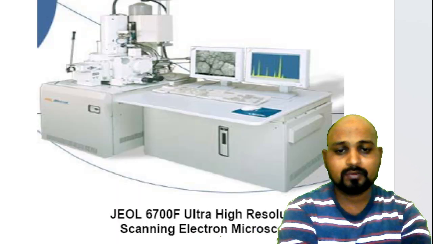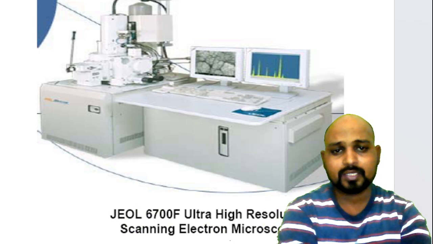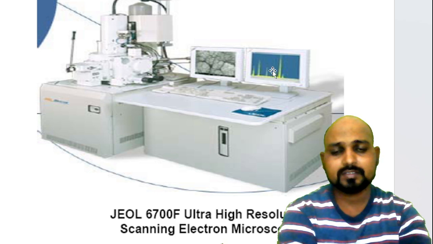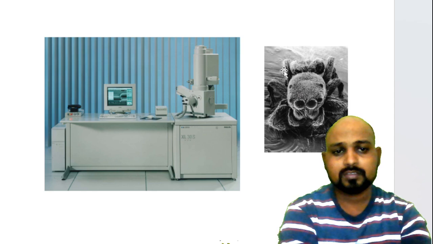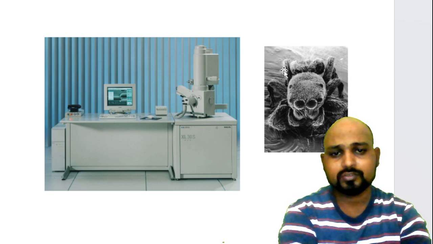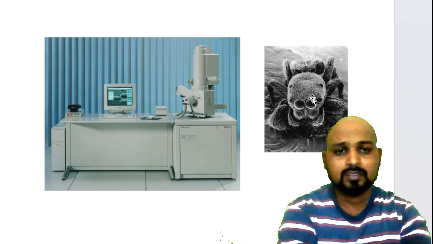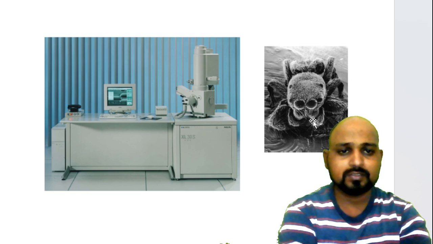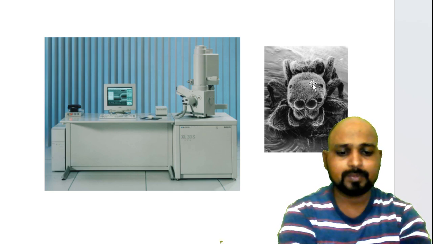There is another diagram of the scanning electron microscope. We can observe here the image of the specimen and the respective EDAX diagram over here. This is an example of a spider put inside the scanning electron microscope, and in the image of the spider at 100x we can observe each part: eyes, mouth and every body part of the spider.